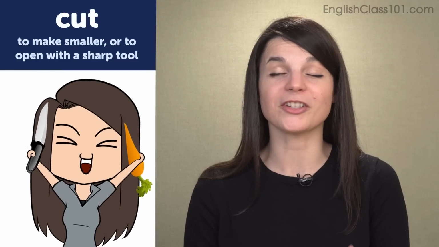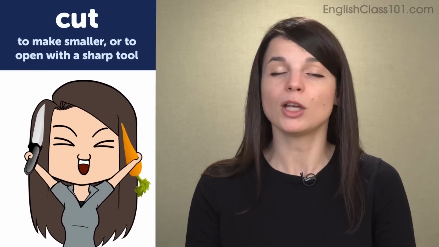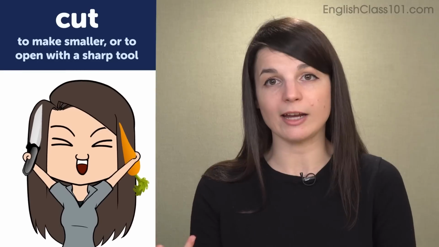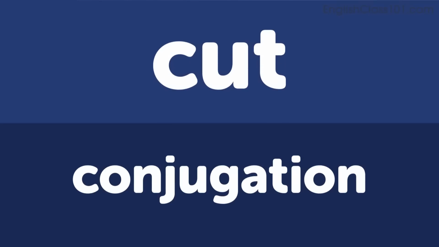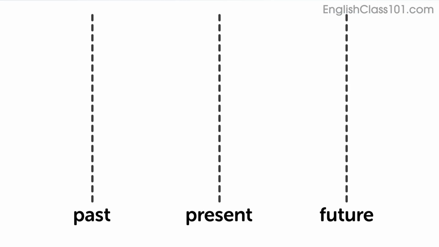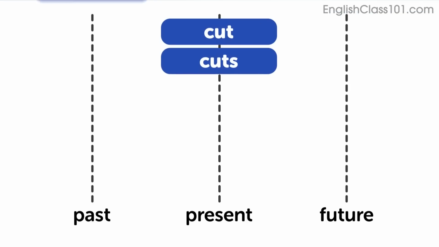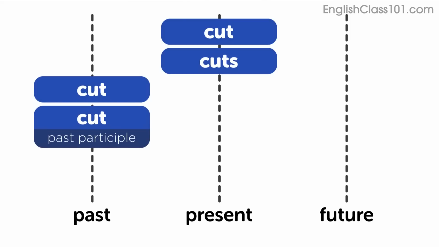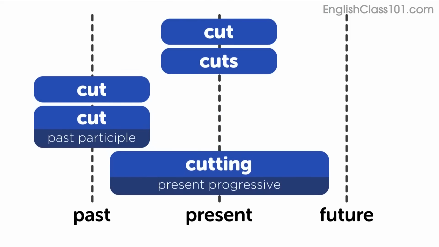So the basic definition of the verb to cut is to make something smaller or to open something using a sharp tool like a knife or scissors or something else kind of pointy. Let's look at the conjugations of this verb. Present tense, cut, cuts. Past tense, cut. Past participle tense, cut. Progressive tense, cutting.